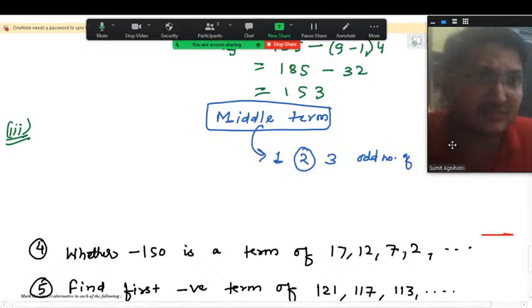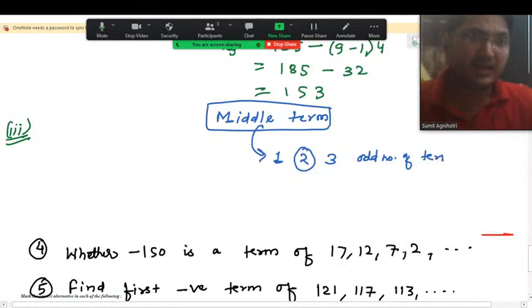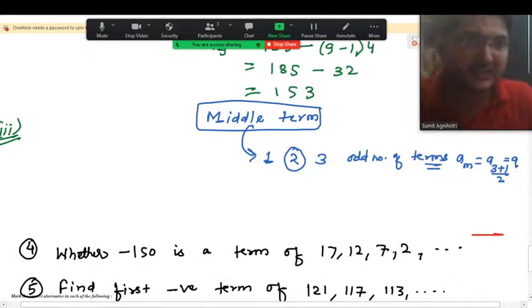What is an odd number of terms? Total 3 terms are here. And my middle term is (3 plus 1) over 2. This means the second term is my middle term. 4 over 2 is 2.